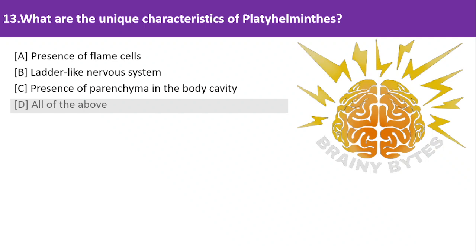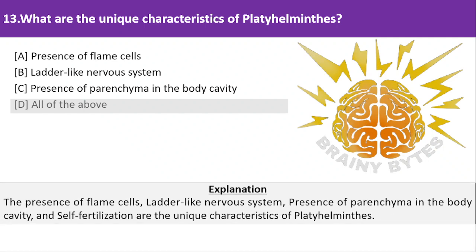Your correct option is D. All of the above. The presence of flame cells, ladder-like nervous system, presence of parenchyma in the body cavity, and cell fertilizations are the unique features of platyhelminths.